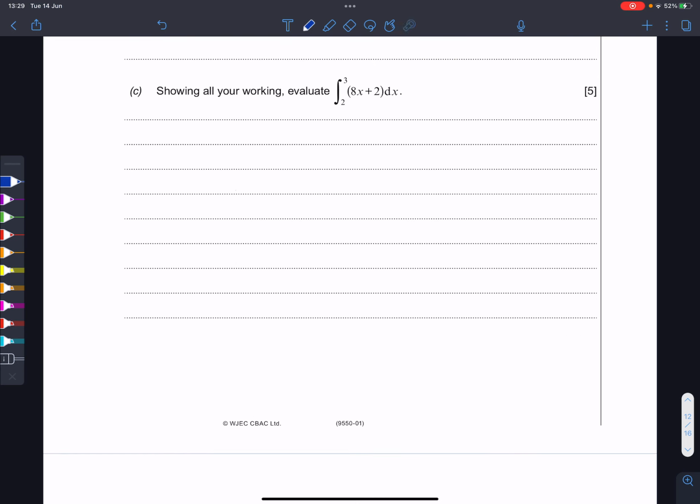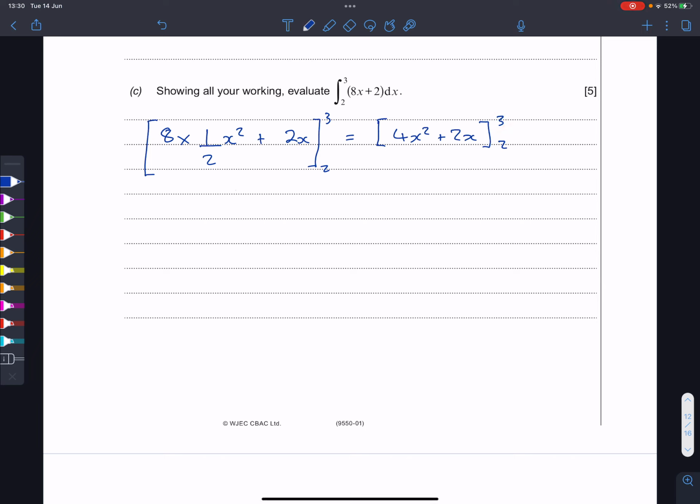And part c, this time we have a definite integral because we have the limits on there. So if we integrate 8x plus 2, that will integrate to 8 lots of x will integrate to 1/2 x squared. Plus 2 will integrate to 2x between 2 and 3. So if I simplify that, I get 8 times 1/2 is 4x squared plus 2x between 2 and 3.